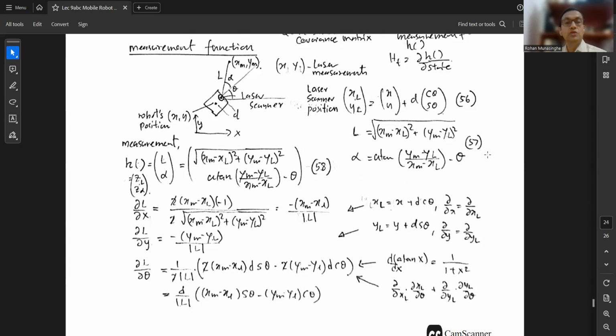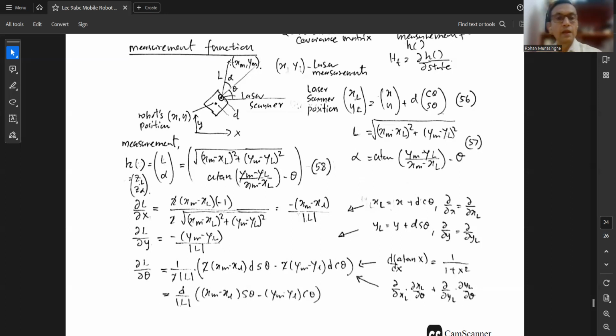Right, now let me show you the measurement model. So this is your robot. This is the position of the robot, XY. And this is the LiDAR sensor at the front. And the LiDAR sensor looks at one of the markers here. You can see XM, YM. This is one of the markers, landmarks. And it measures the distance to the landmark and also the angle alpha from the heading.